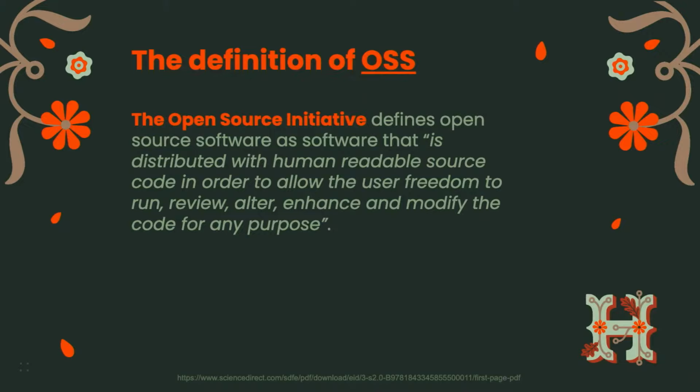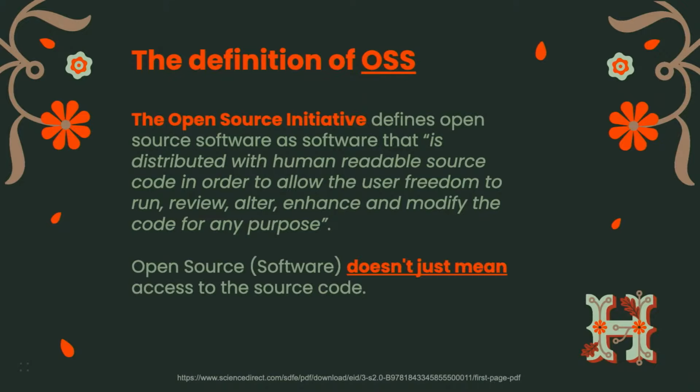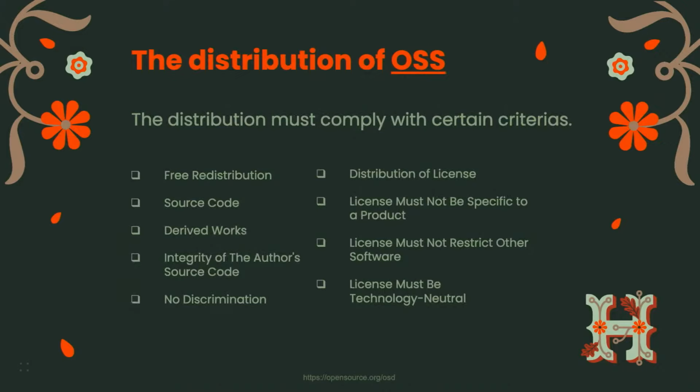But I am also going to summarize this a little bit by saying open source software doesn't just mean access to source code. Now we are actually changing our philosophy here, because when it comes to open source software, we are also talking about the distribution. And this distribution must comply with certain criteria that we are seeing in the list over here. I am not going to cover all of these, but if you just take a moment and look at this, you will get the idea, and some of them are quite self-explanatory: free redistribution, source code, and no discrimination.